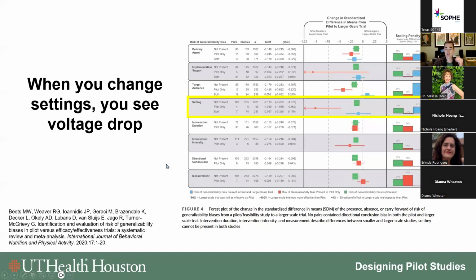So if the setting is the same from a large scale study or from a pilot study to a large scale study, the green and the blue, these indicate, well, there's really not much of a change in your effect. That's great. But when you do change the setting, when the setting is not the same from your pilot to your large scale study, you do see this voltage drop again.